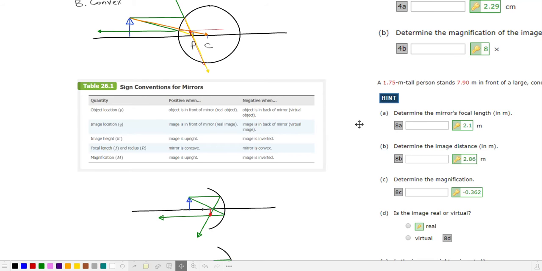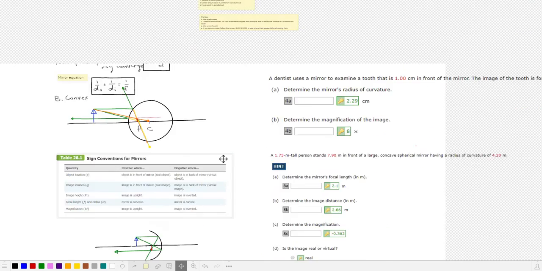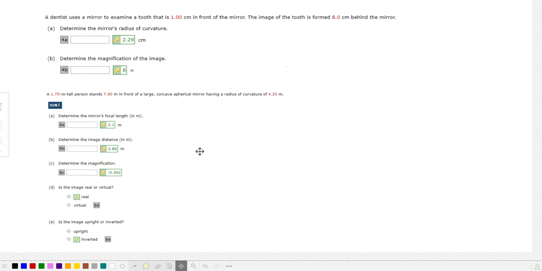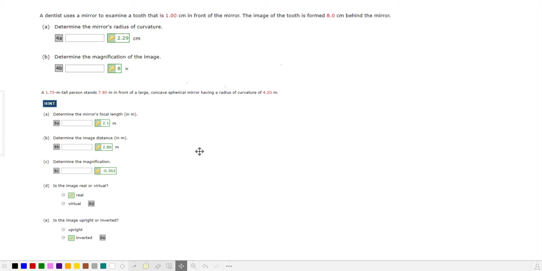Let's do a couple of examples from your textbook. The first one is this dental mirror. And what I like about this problem is it doesn't tell you what type of mirror it is. It doesn't say whether it's a concave or a convex mirror. We just have to figure it out from the givens.